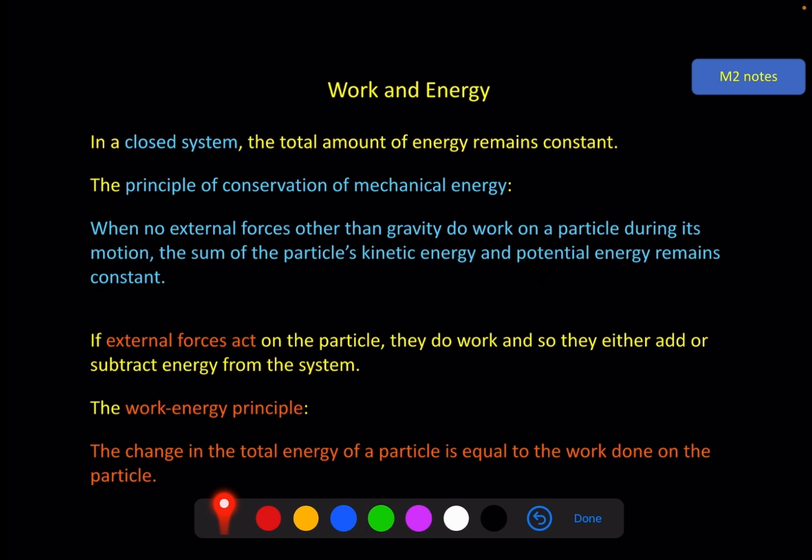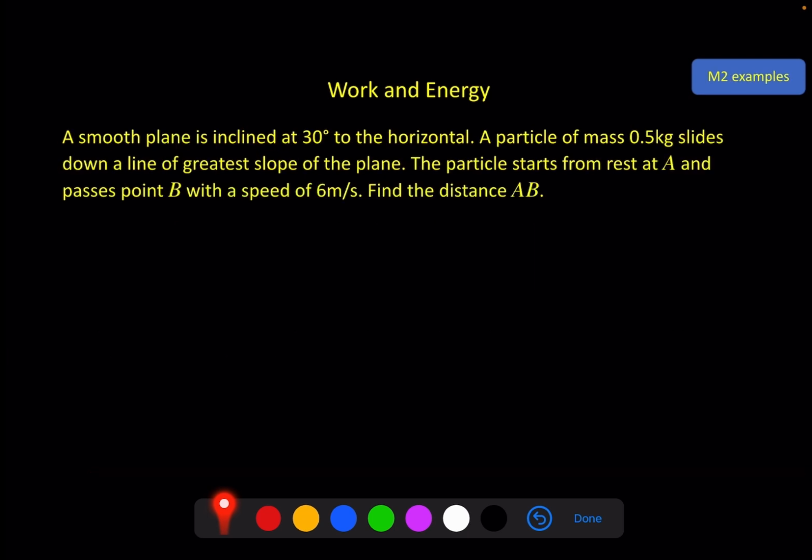These are the key ideas for the video. The rest of the video is looking at some examples. First one, a smooth plane is inclined at 30 degrees to the horizontal. A particle of mass 0.5 kilograms slides down a line of greatest slope of the plane.